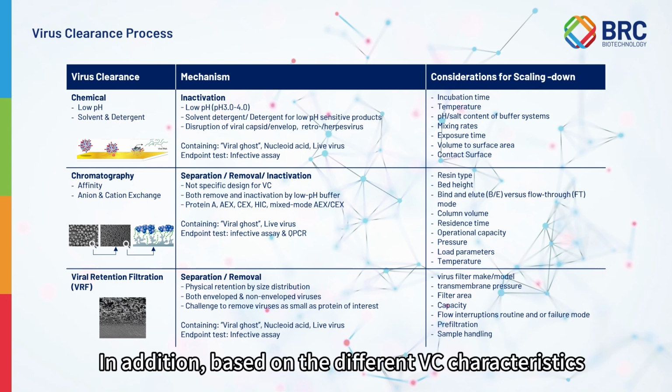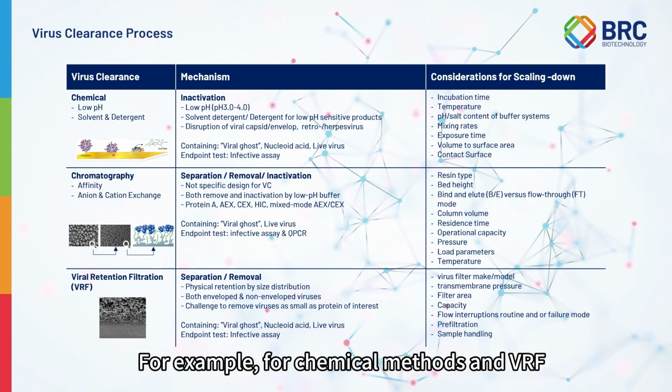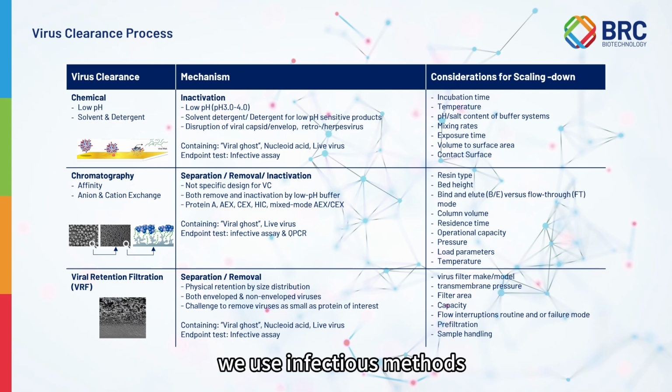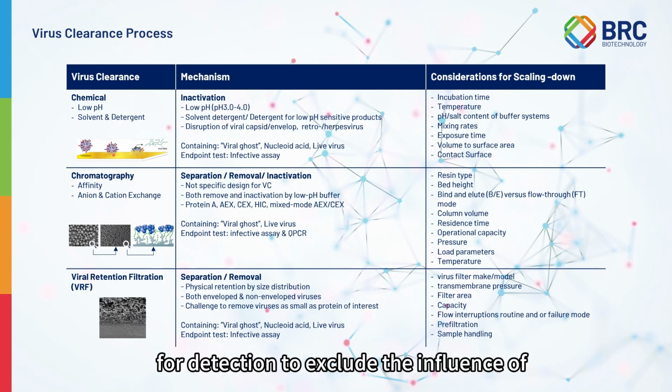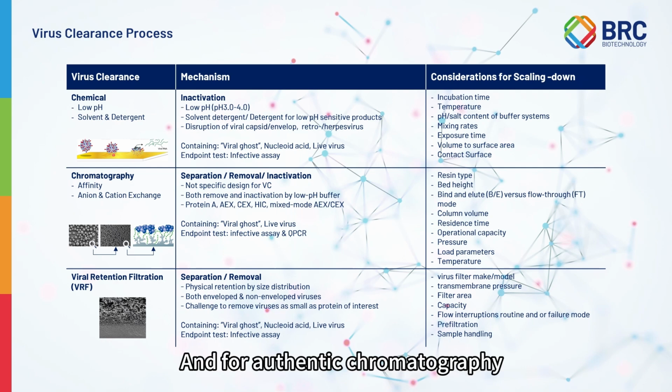In addition, based on the different VC characteristics, we will choose the corresponding endpoint detection methods. For example, for chemical methods and VRF, we use infectious methods for detection to exclude the influence of residue nucleic acids. And for affinity chromatography, we will use qPCR method to assess the removal efficiency.